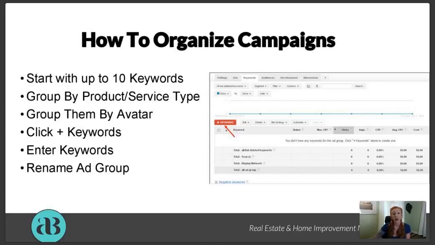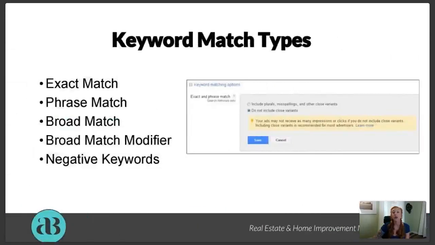Then you're just going to go to AdWords. You're going to click on the plus keywords tab, and you're going to go ahead and start entering those, and you would name your ad group. The next thing we'll talk about is keyword match types, and this is very, very important. There's a few different options. You've got exact match, broad match modifier, and then you have negative keywords that you can add within those. So we're going to talk about all of those getting started.